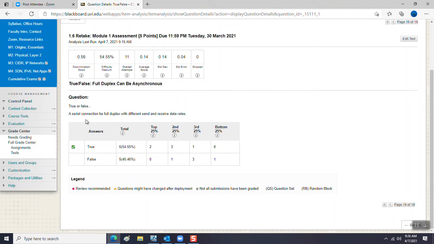True or false, a serial connection can be full duplex with different send and receive data rates. This is true. It's called an asynchronous connection. Full duplex means send and receive is happening simultaneously, but they can be at different data rates.